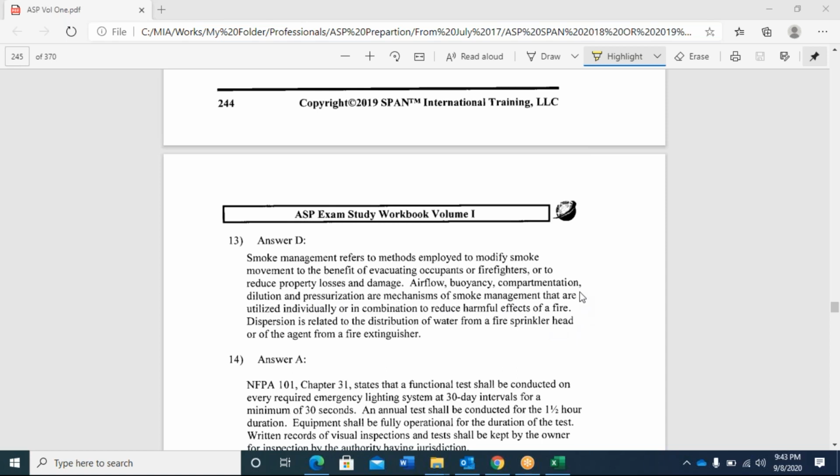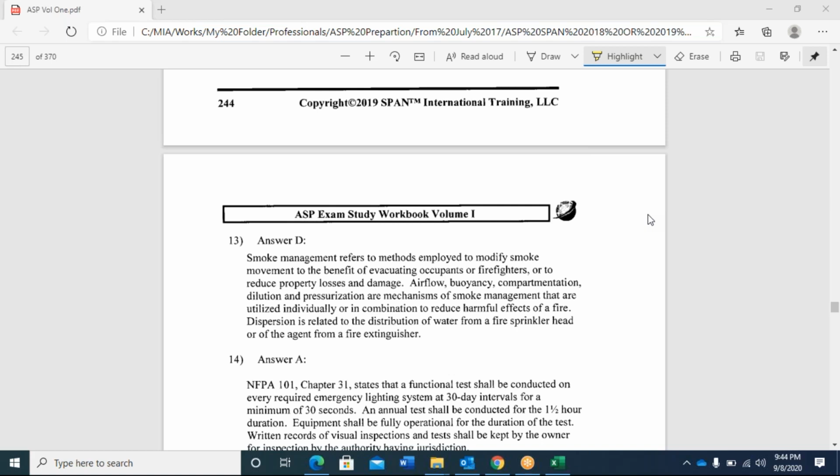He said that airflow, buoyancy, compartmentation, and dilation are the mechanisms of smoke management. Airflow: we need to install some during smoke management, how we need to remove the smoke from a building. So we need to increase the airflow by different types of ventilation. Buoyancy, we need to be clear about how to use buoyancy for smoke management.